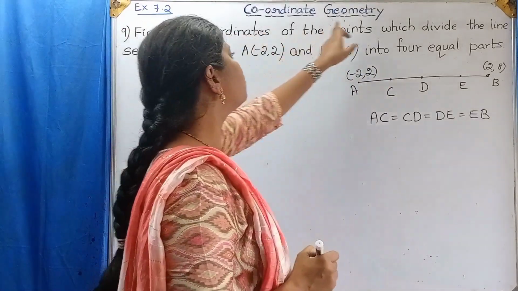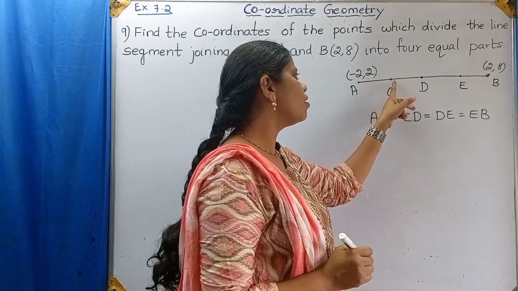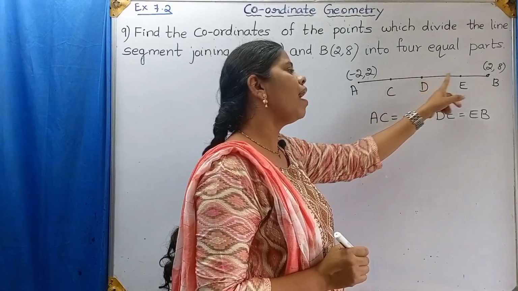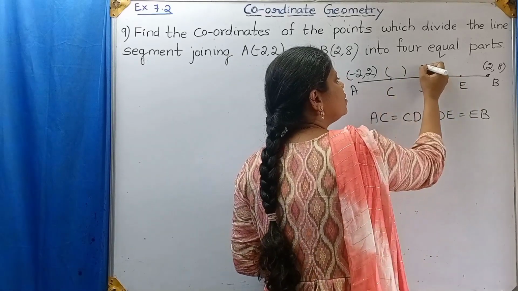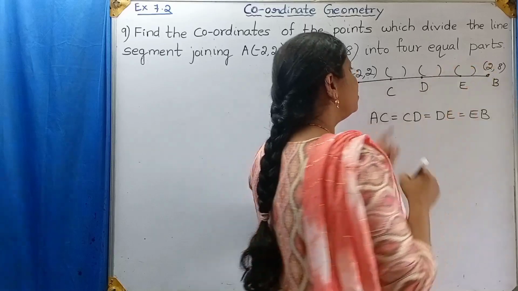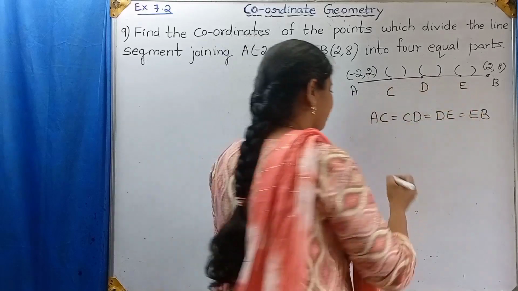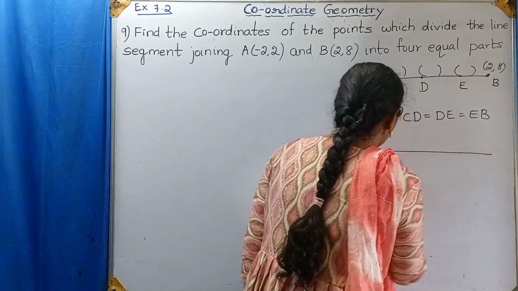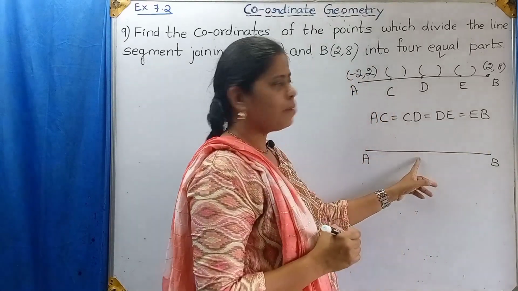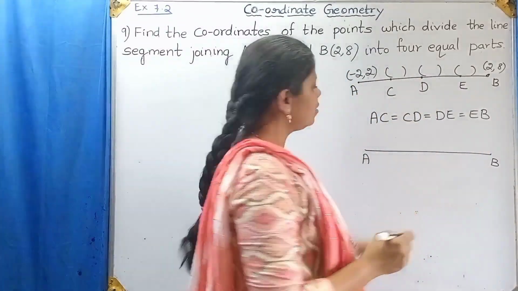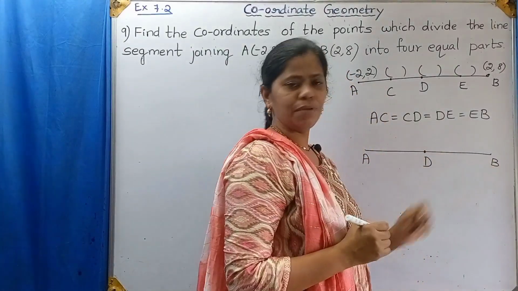Now, what we have to find out? Find the coordinates of the points. Means what? We have to find out the coordinates of the points C, D and E. This is what we have to find out. Now, look at the line AB. For the line AB, D is the midpoint, right? D is the midpoint for the line AB.